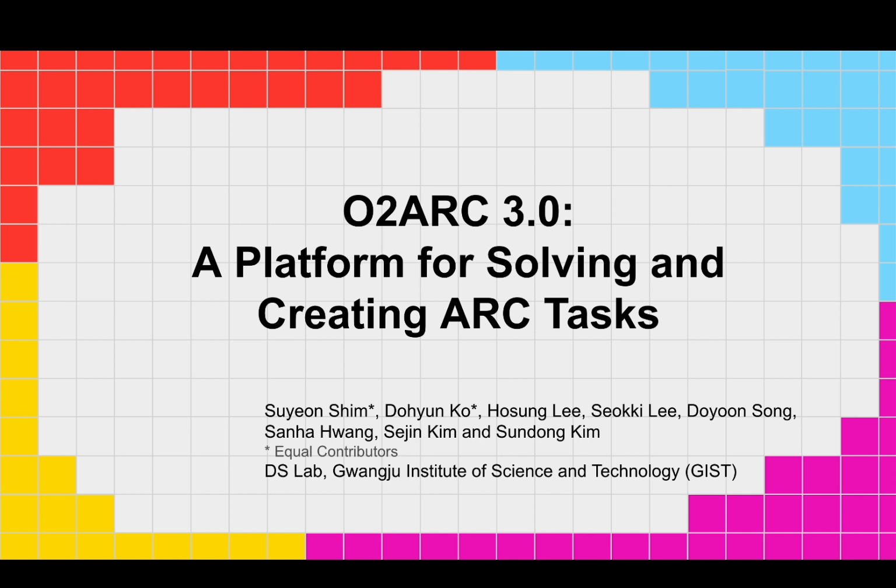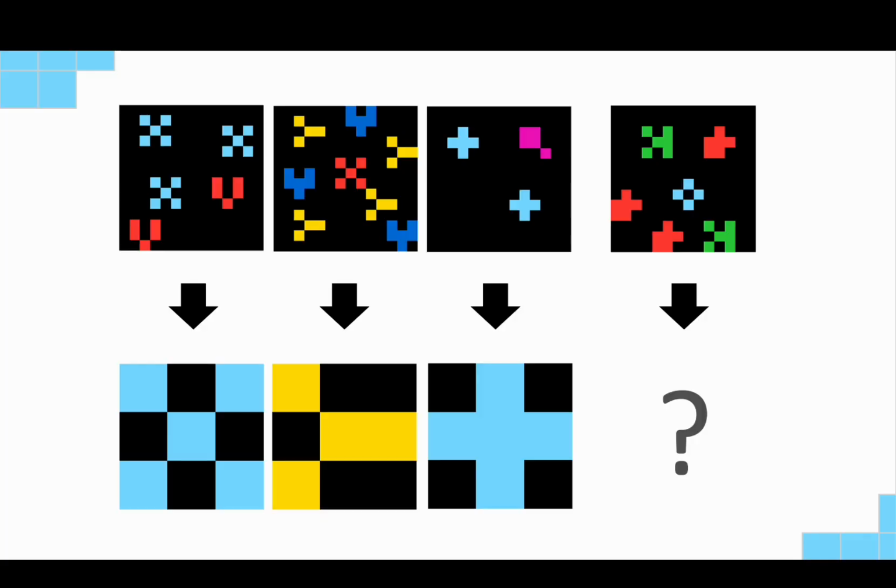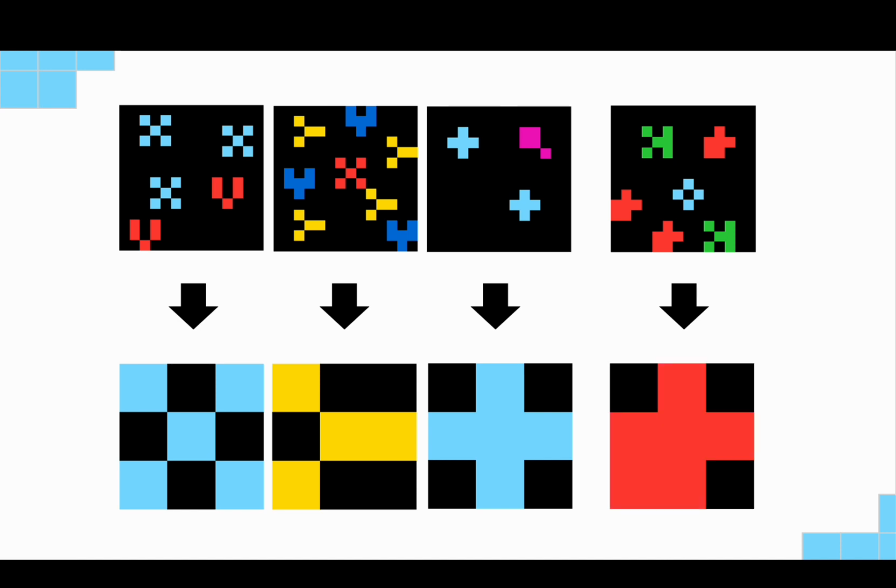Before getting started, what grid should be in the question mark? Though the instructions are barely given, humans are able to solve it easily. The answer to this task is this. Humans are also capable of explaining why the answer should look like this.